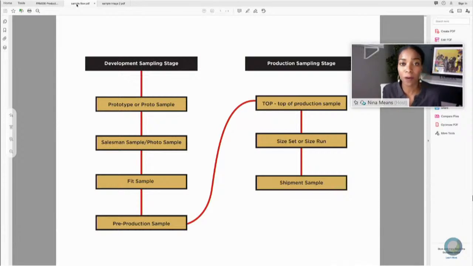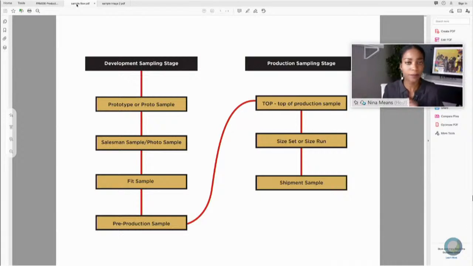So the TOP is going to happen throughout. Now, some factories will actually find ways to reduce their cost in labor by changing some orders of operations, provided that it doesn't change the integrity of what you agreed to pre-production.